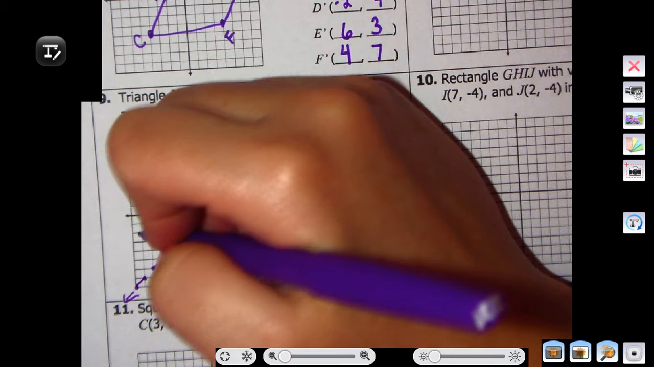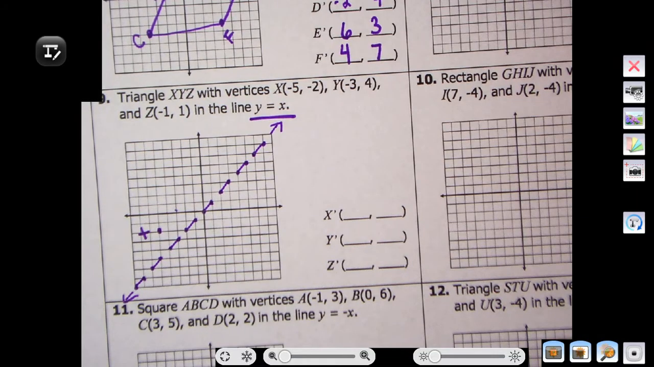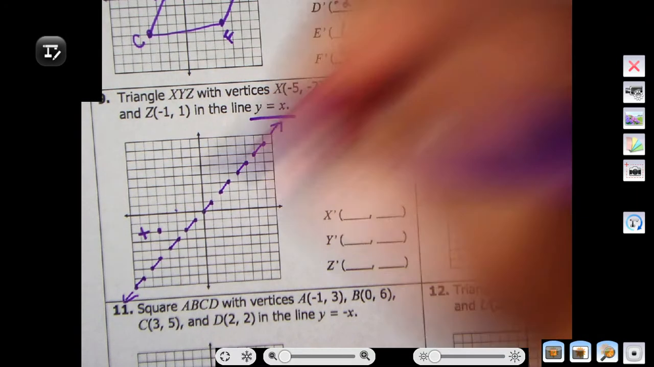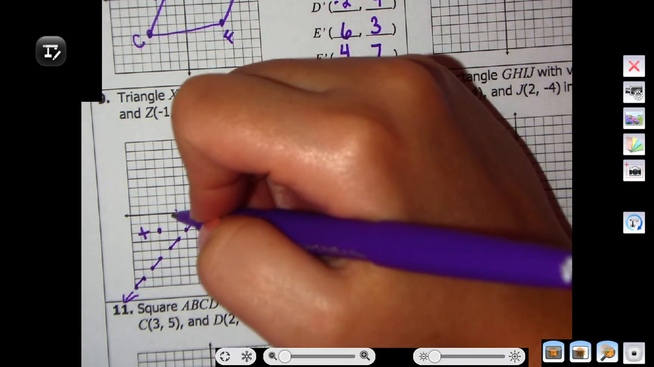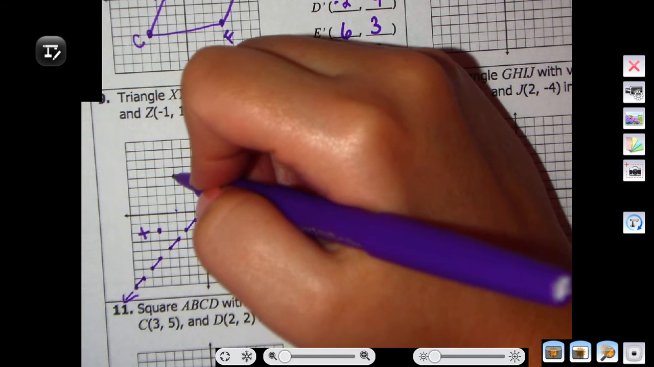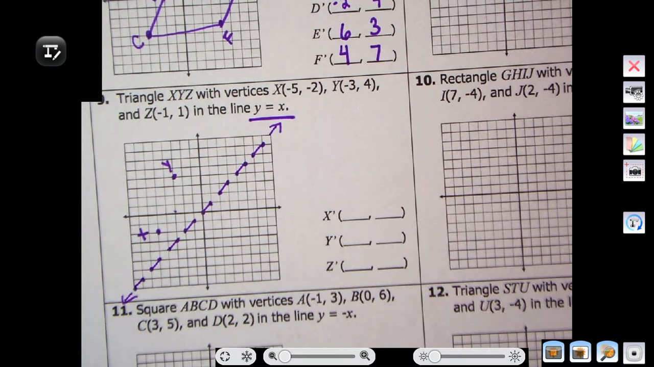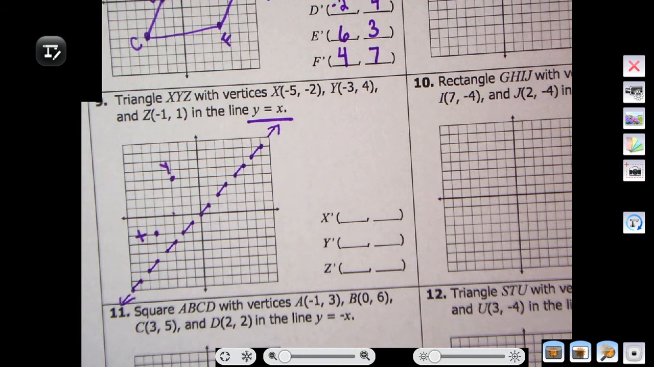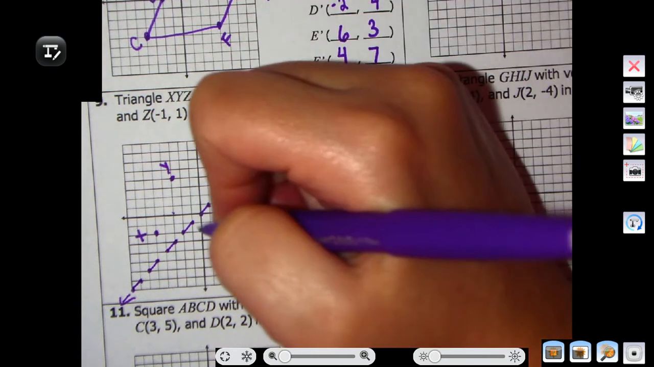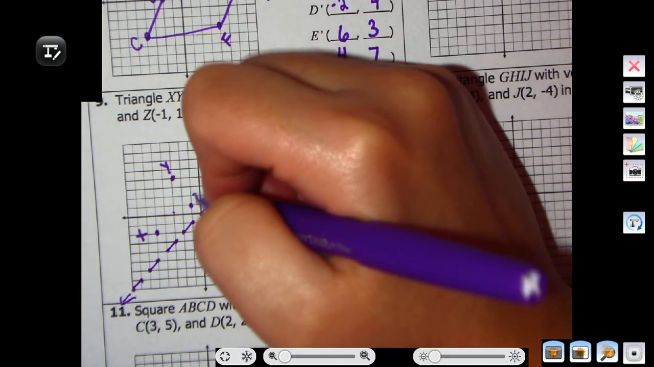So that's x. Then I have y, which is negative 3, 4, 2, 3, 1, 2, 3, 4. That's y. And then I have z, which is negative 1, 1, z.